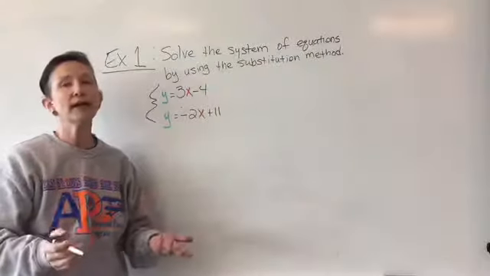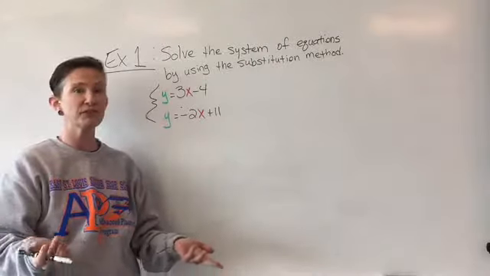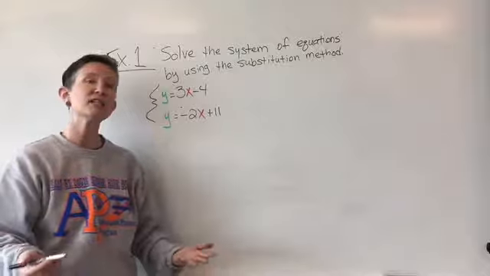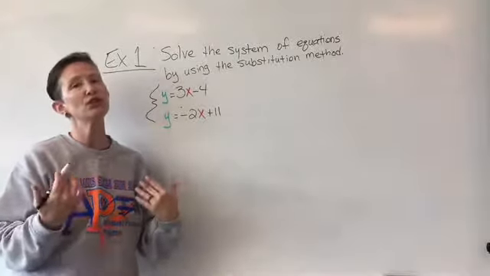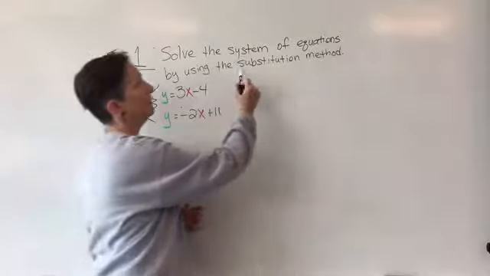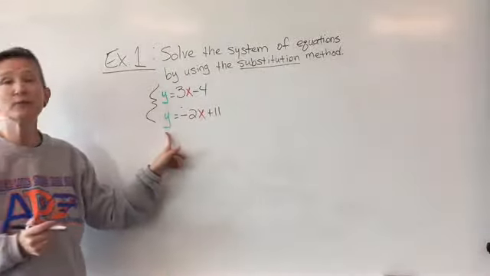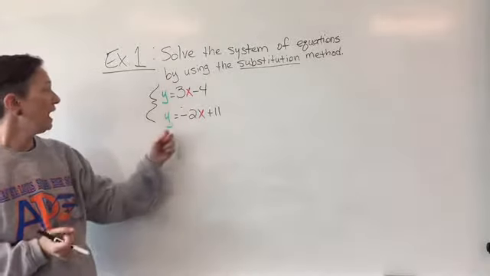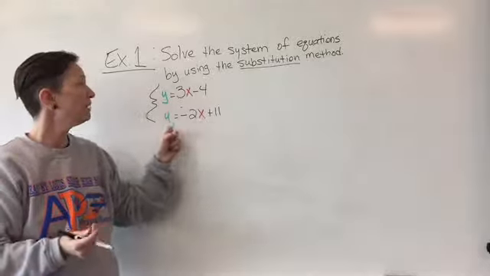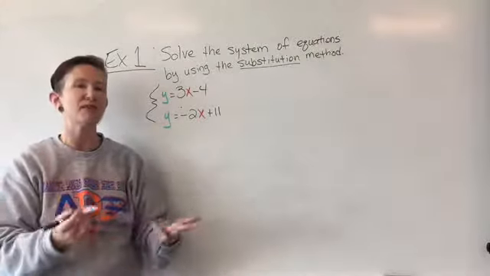Okay, let's take a look at an example using the substitution method to solve our system of equations. Read your directions, and again, if it specifies which method to use, please do so. This one says solve by substitution. So here's my system of equations, and I have my variables of y in the green color, and the variable of x in a pink color. That's so we can see the difference.